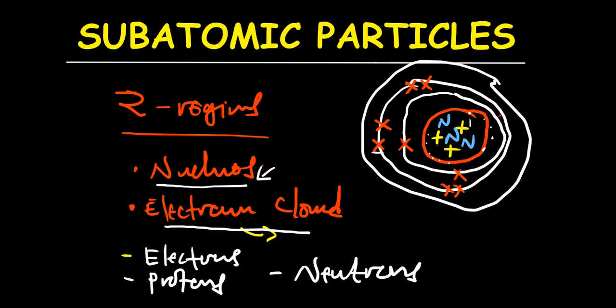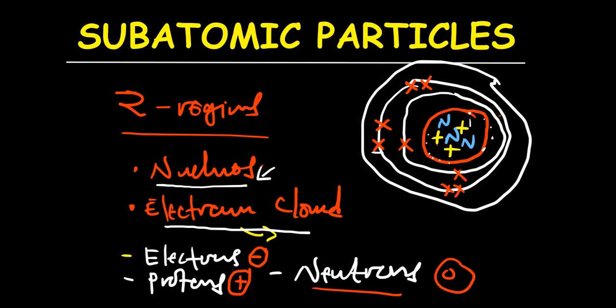So we know that these protons here are positively charged. So we are going to say the protons are positively charged, so they have a positive charge. The electrons have a negative charge, and then these neutrons here have no charge. Their charge is 0, they have no charge at all.